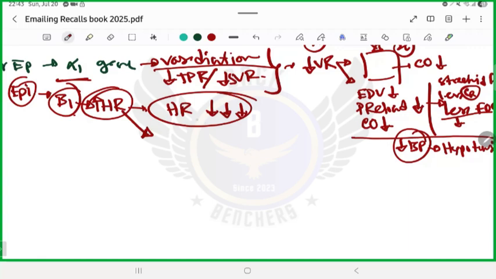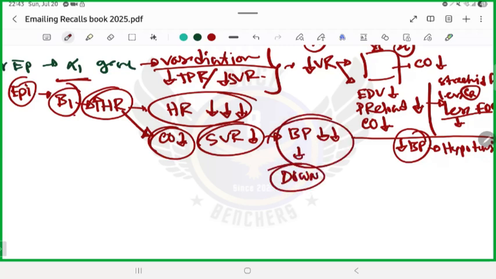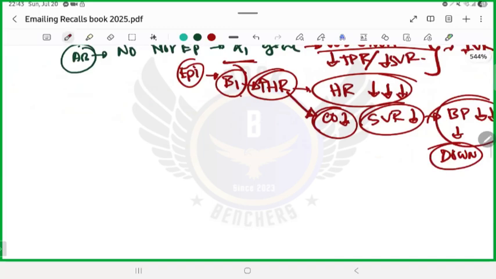Again, when heart rate is low, our cardiac output is also low, our systemic vascular resistance is also low, our BP will just fall. Baby, I am down. Gone case. So in case of neurogenic shock, this is the thing: everything goes low. Everything is low.